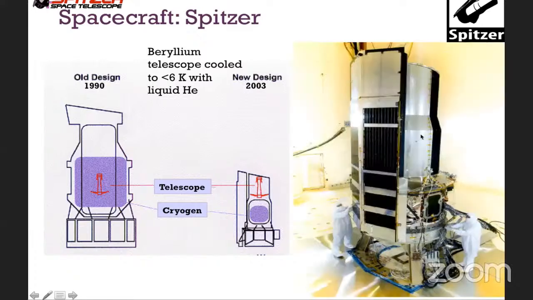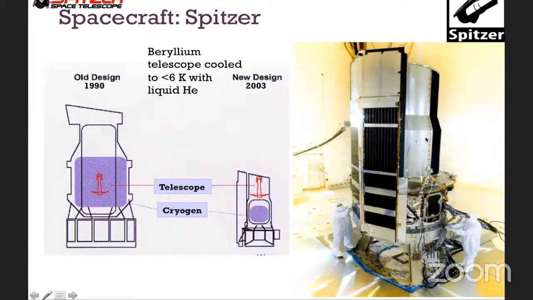So this is what it actually looks like. Telescope is there, the instruments live there, the cryogen lives there, and then there's all the electronics down there. You can see here too, it's only connected to the telescope by struts. And it's got the solar panels that help protect the entire assembly from the Sun. The side of the telescope that is toward the Sun is silver, and the side that is away from the Sun is black, so it can passively radiate.